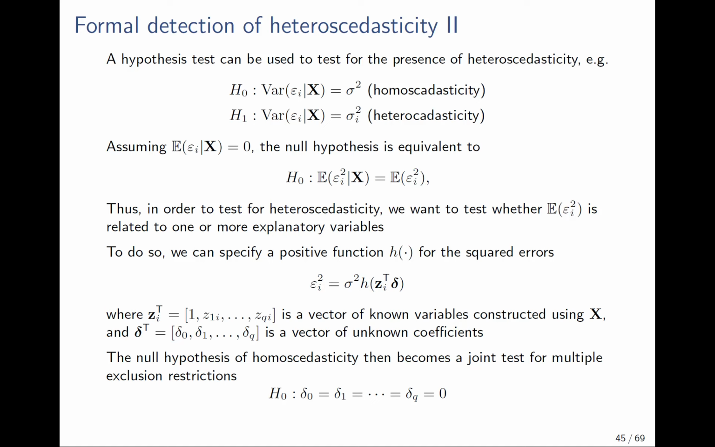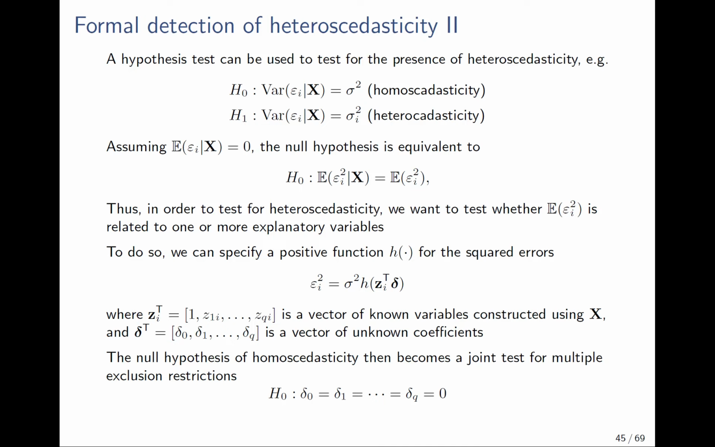That's essentially what this is saying. So for the test for heteroscedasticity, what we want to test is whether the expected squared error is related to one or more of the explanatory variables. It's as simple as that. To do this, we're going to specify a positive function h for the squared errors: epsilon i squared equals sigma squared times h of z transpose i delta, where z i is a vector of known variables constructed using our covariates x, and delta is a vector of unknown coefficients.